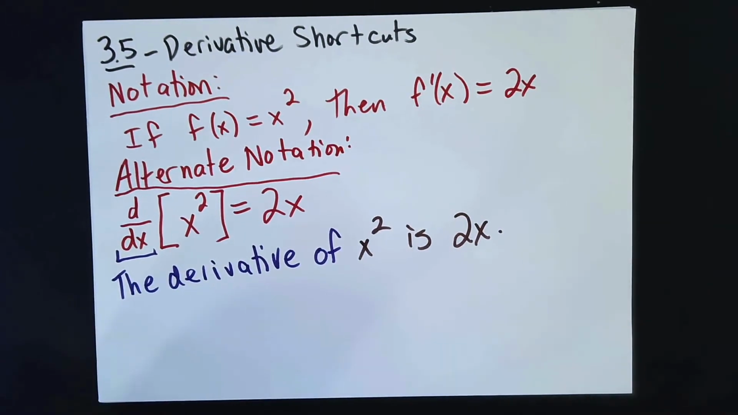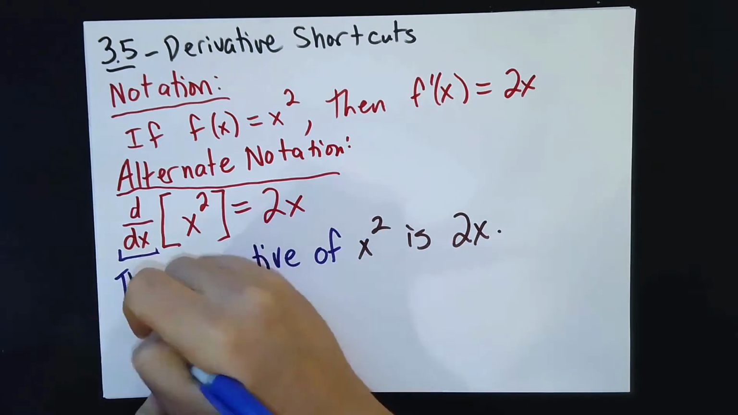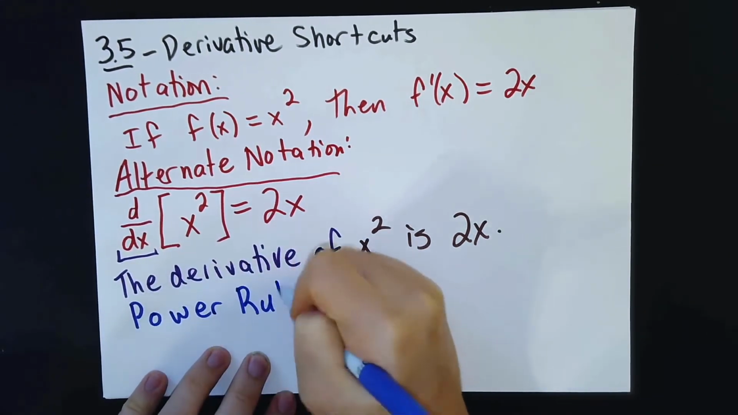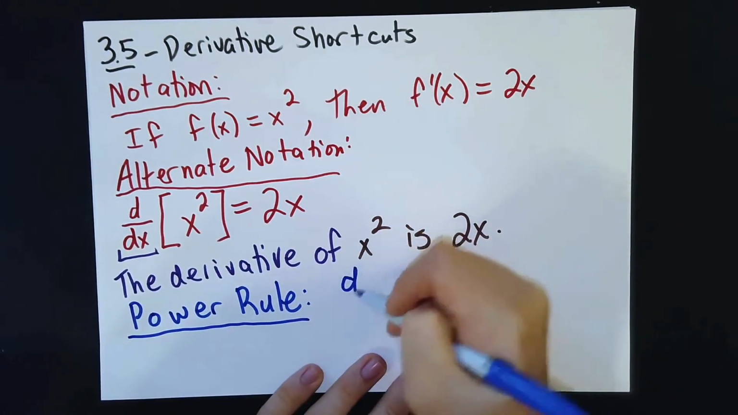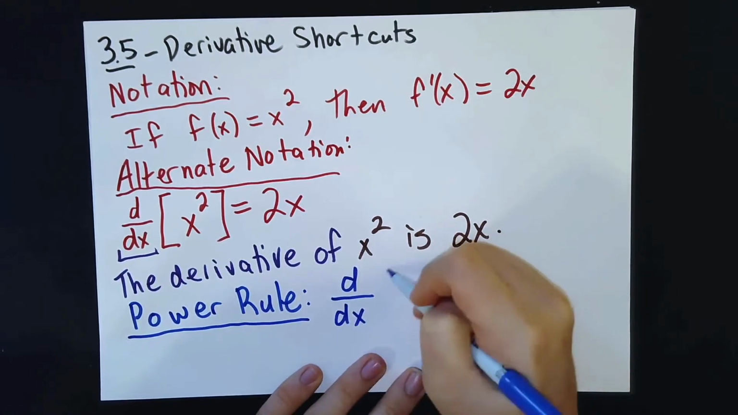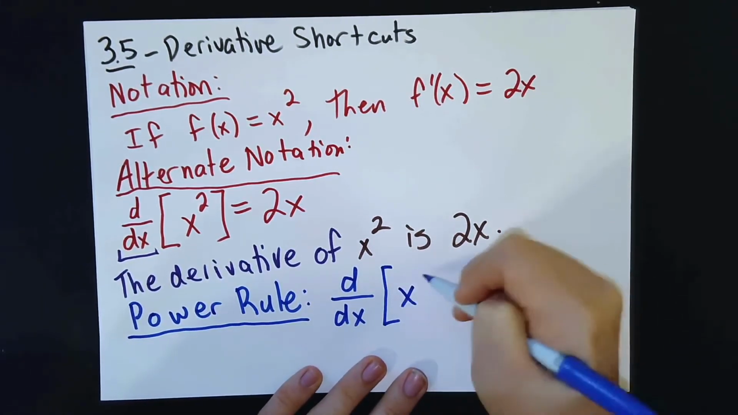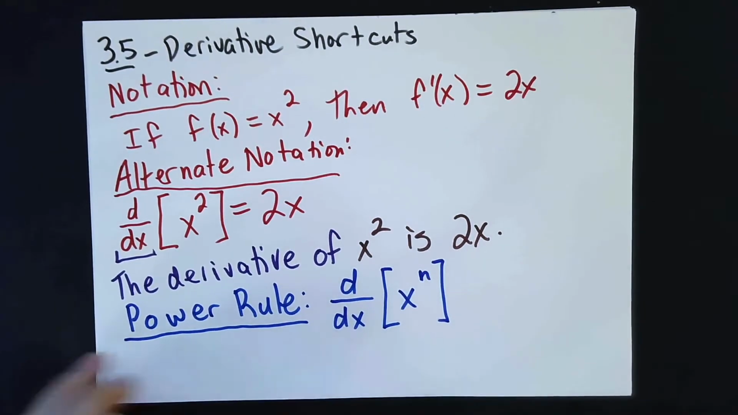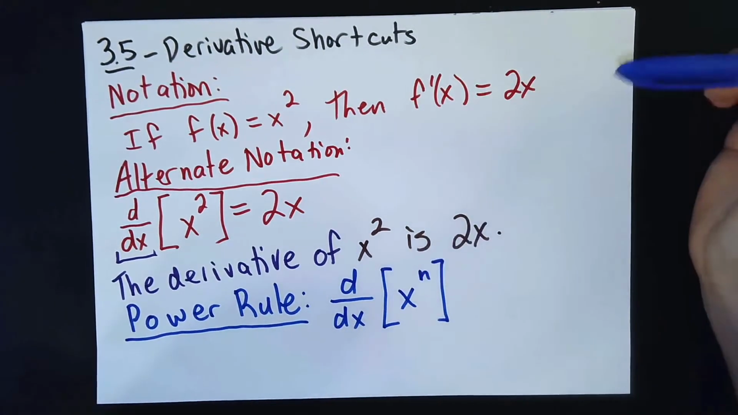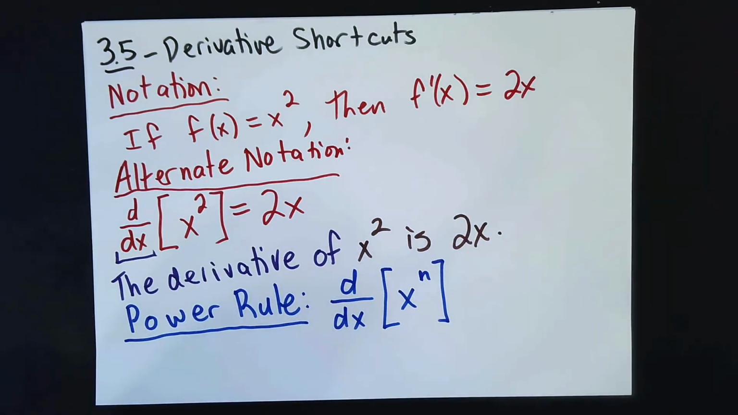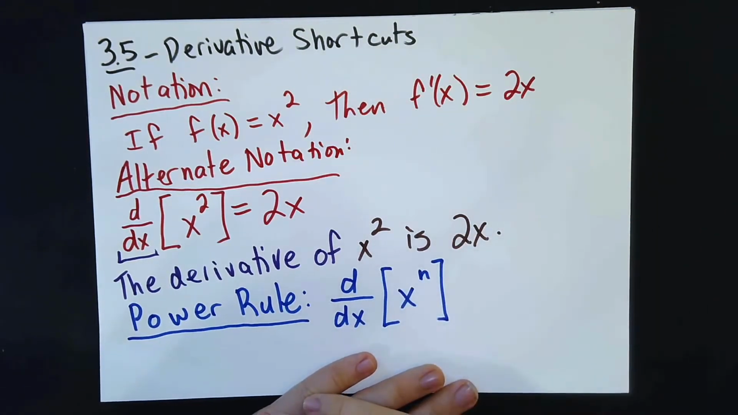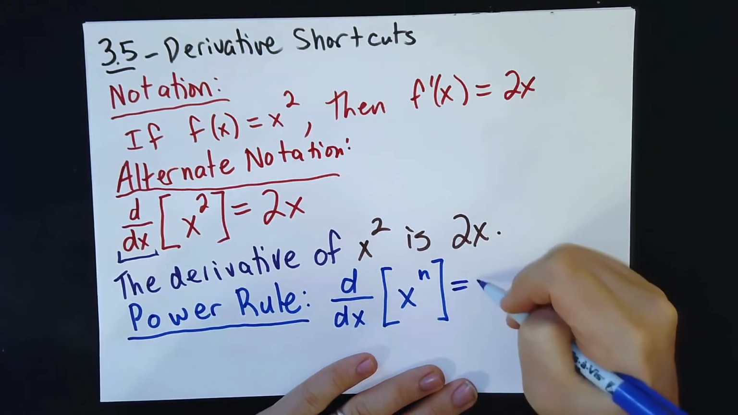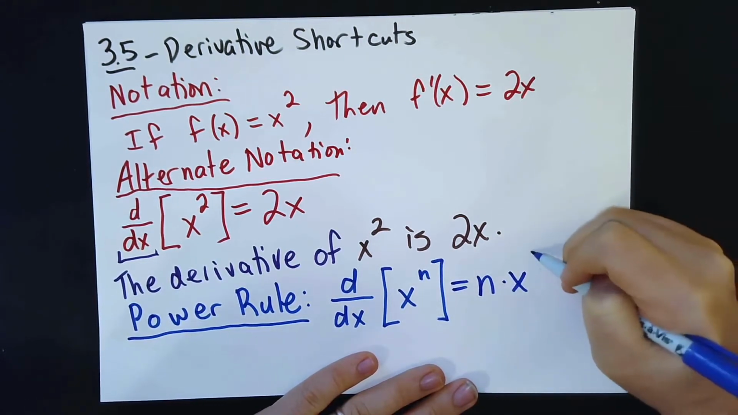Okay, so first shortcut. The first shortcut is what is called the power rule. And the power rule tells you what happens if you take the derivative of a power of x. Now, we've taken the derivative of lots of powers of x before, but this rule is going to tell us how to take the derivative of any power of x. Namely, it's going to tell us that if you take the derivative of the nth power of x, you always get n times x to the n minus 1.